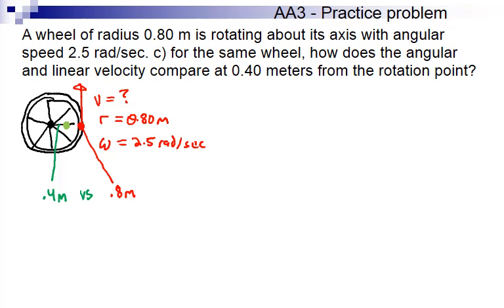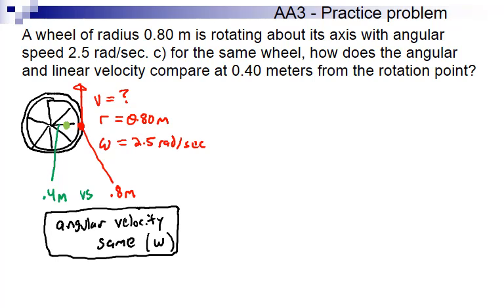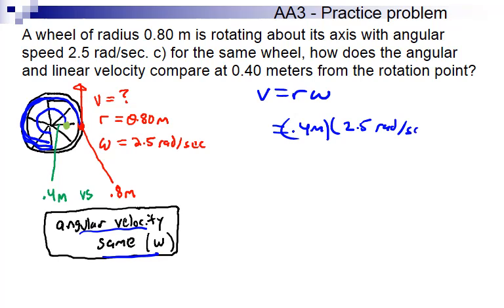All right, so you should recognize that they both have the same angular velocity. So as it comes around, let's say it's going around like this at this point, and this one's coming around like this, they both cover the same amount of radians, right? So the angular velocity is the same. It's the linear that changes, right? So we know v equals r omega. And so for the inner one, we'd have 0.4 meters times the angular speed, which is 2.5 radians per second, and for this one we end up getting 1 meter per second.